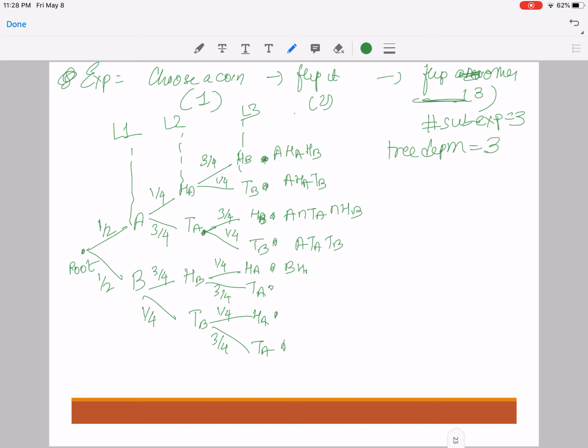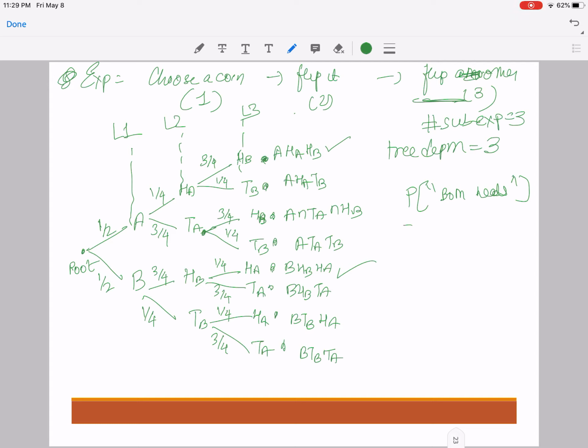This is B and HB and HA. This one is B, HB and TA. This one is B, TB and HA. And this is B, TB, TA. I'm interested in the probability that both are heads. In order to find this probability, I will look into these leaves and identify those leaves where I have 2 heads. I have 2 heads here, I have 2 heads here, and that's about it. These are the only 2 leaves that have 2 heads.